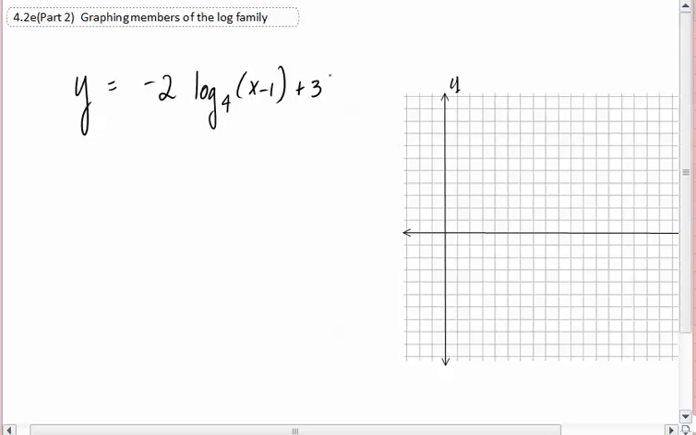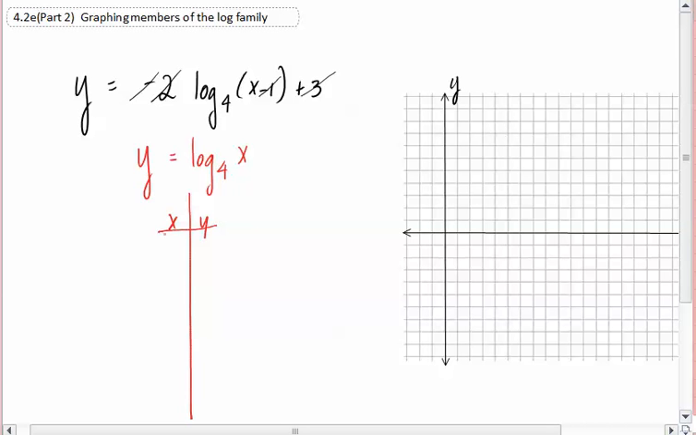I'm going to strip away all of those adjustments, and let's take a look at what the actual parent graph is. This is log base 4 of x is equal to y. That's what the parent graph is, all right? I'm going to need to make some adjustments, so I'm going to put it down here where we have lots of room.